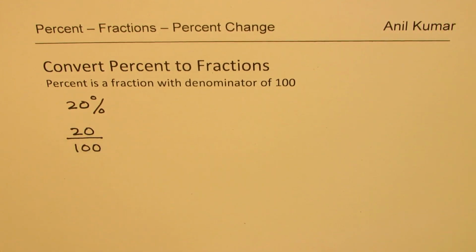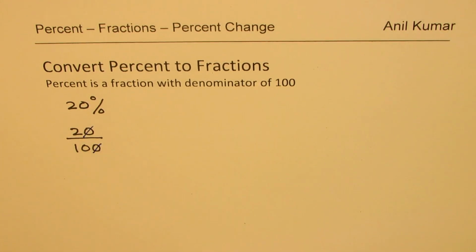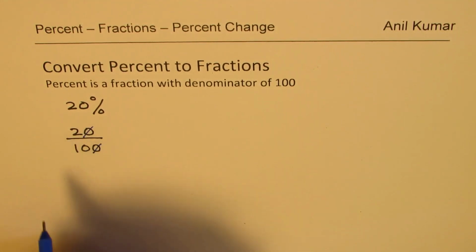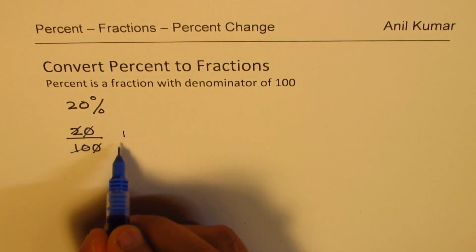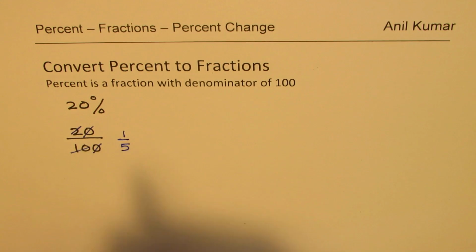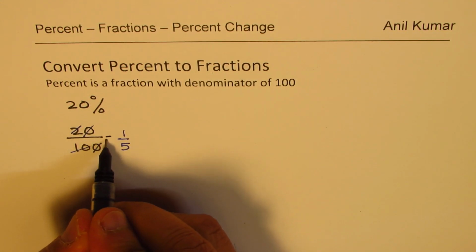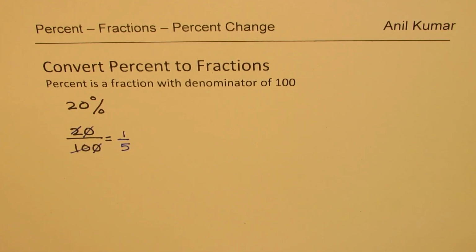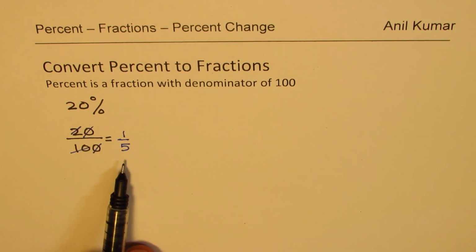Now as soon as I write 20 out of 100, you could simplify this, right? You could cut like this, and equivalent fraction, if you remember, you could write this as 1 over 5, correct? So I could write 20% as 1 over 5, and so I can also say that 20% is equivalent to 1 over 5 in fractions. Does that make sense to you? That's the whole idea, right?